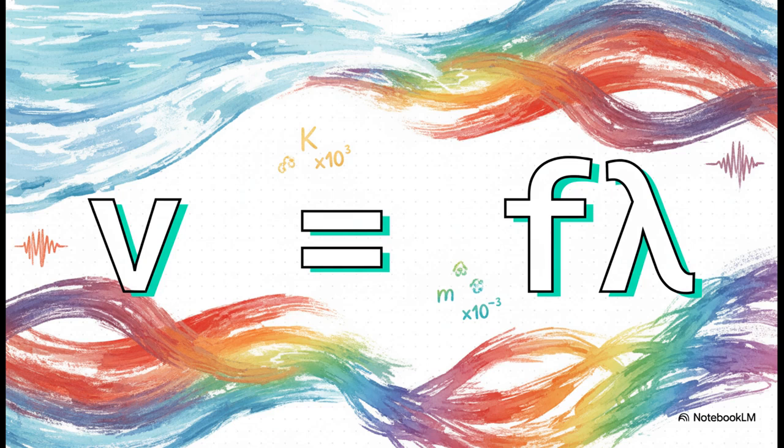And this brings us right to the mathematical anchor for this physics section. V equals F lambda, or wave speed equals frequency multiplied by wavelength. If you can memorize this equation, and if you really understand your prefixes, like knowing for sure that kilo means times 10 to the power of 3, or that milli is 10 to the negative 3, you will be absolutely ready to calculate the speed, frequency, or wavelength of literally any wave they throw at you on the exam.